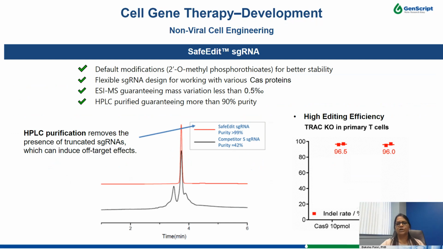So as mentioned in the previous slide, the main benefits of our Safe Edit sgRNA include high purity. Here it shows 99% high purity compared to other commercially available sgRNA, and HPLC purification removes unwanted or truncated sgRNA, which can reduce the off-target effect. So the purity of GenScript shown here is 99%, which is very high compared to other reagents.